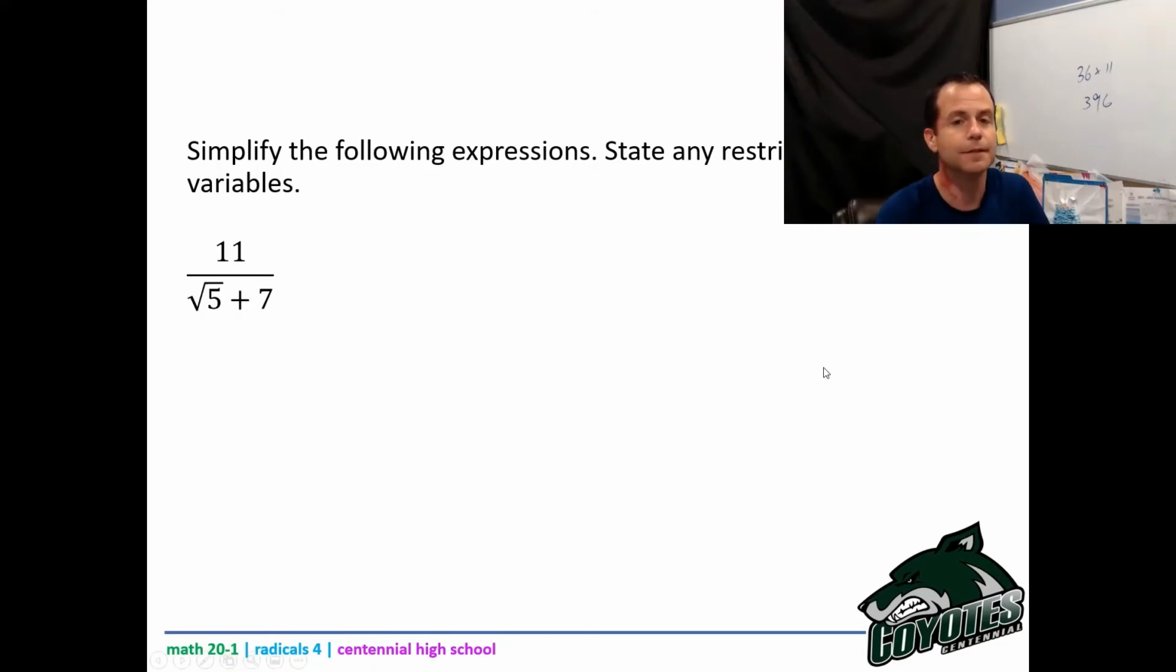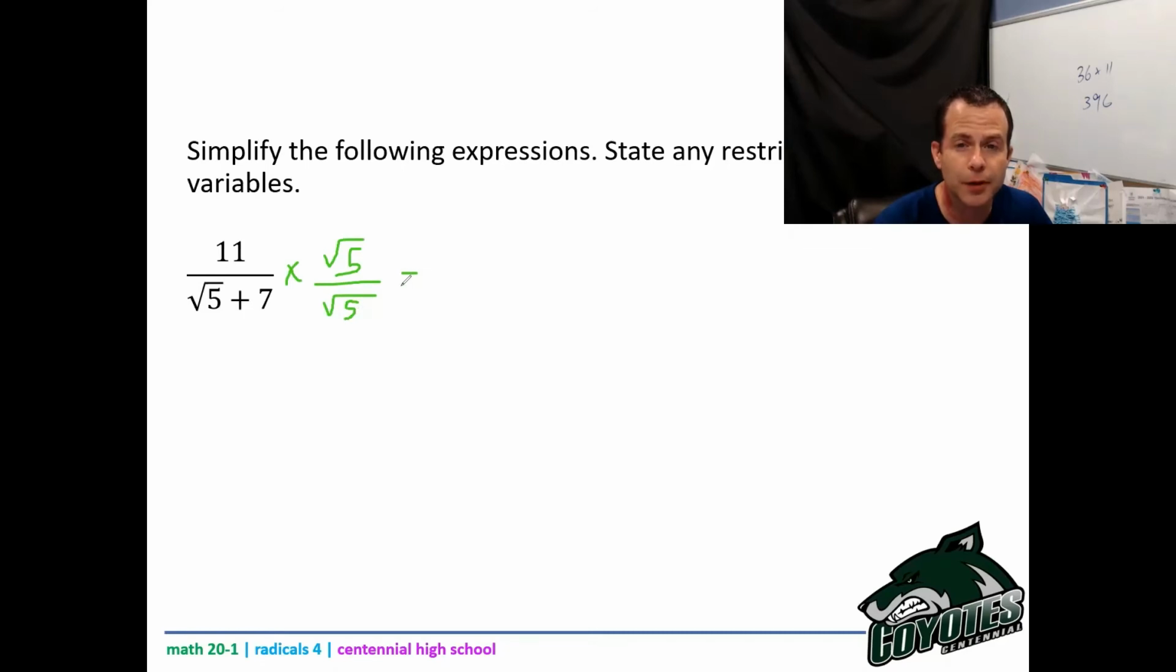We have 11 over the root of 5 plus 7. Now, this is new for us, so I want you to pay really, really close attention. And the new thing is that there's a binomial on the bottom, but not everything is under the root. If that was just a root 5, we'd say, hey, let's multiply by root 5 over root 5, right? Well, let's have that little conversation for a sec, because that'll be kind of a fun conversation. If I was to multiply by root 5 over root 5, I'm going to tell you right now it's not going to work, but I want you to see why.